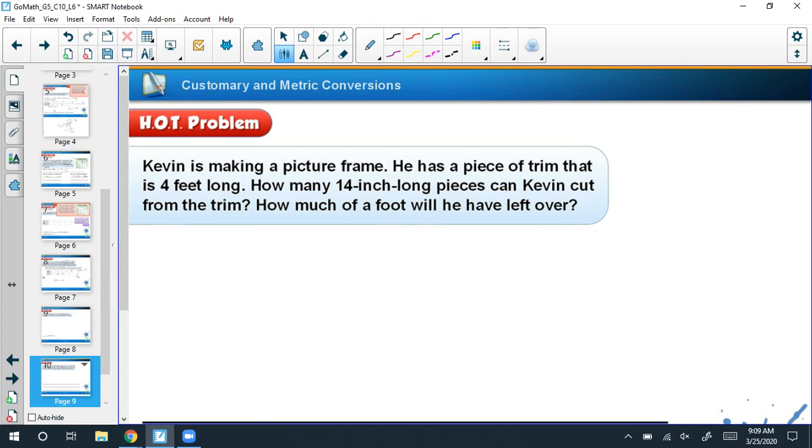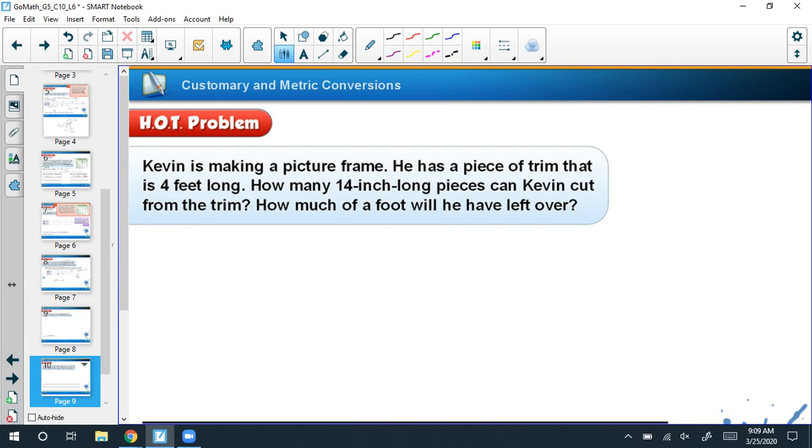Okay, here we're going to look at this one, and it says Kevin is making a picture frame. He has a piece of trim that is 4 feet long. How many 14-inch long pieces can Kevin cut from the trim? How much of a foot will he have left over? So I'd like for you to go ahead and pause this one really quick, try to solve it, and then start it back up, and we'll see how you did.